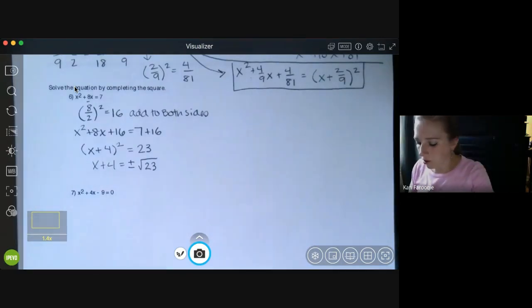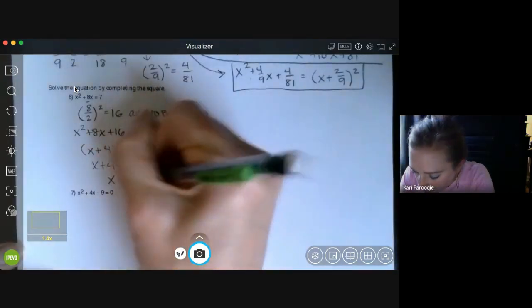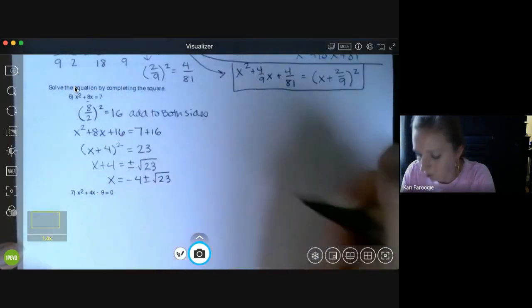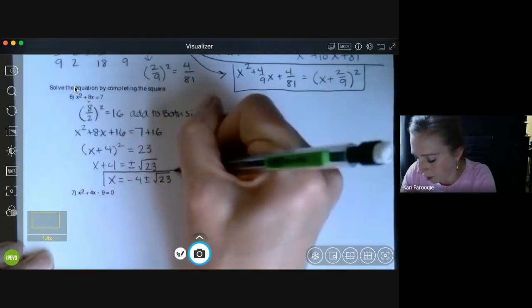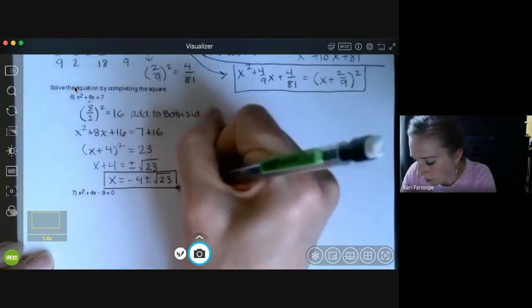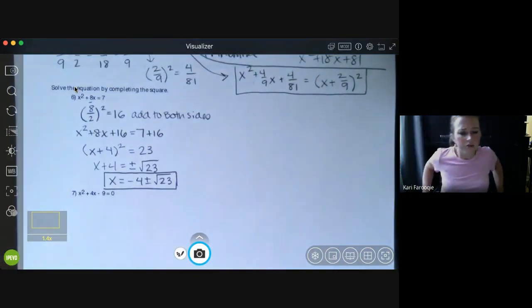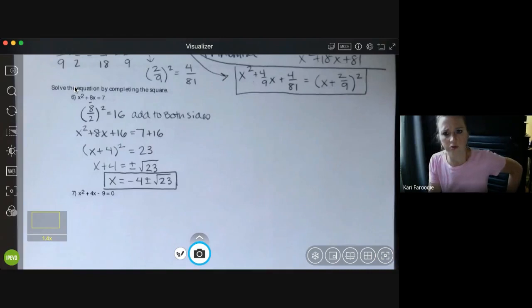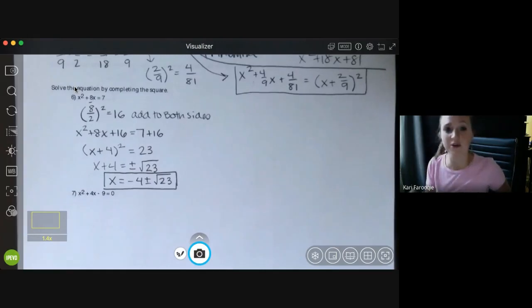Now the only thing we have left to do is solve for x by subtracting 4 on both sides of the equation. And there is your solution. Sometimes students are like, wait, don't you want me to put this in my calculator as -4 plus the square root of 23 and give you a decimal? No, please don't give me a decimal ever. I want the exact answer.